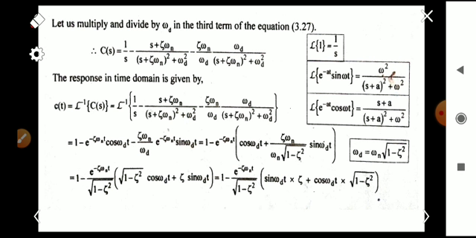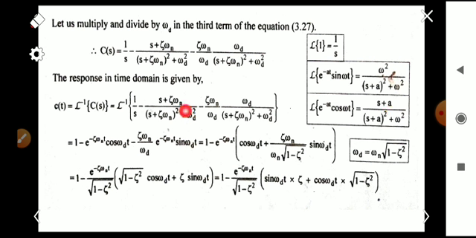This one is the Laplace transform of the term e raised to minus theta omega n t cos omega d t, because we know that the Laplace transform of e raised to minus a t cos omega t is s plus a divided by (s plus a) square plus omega square.